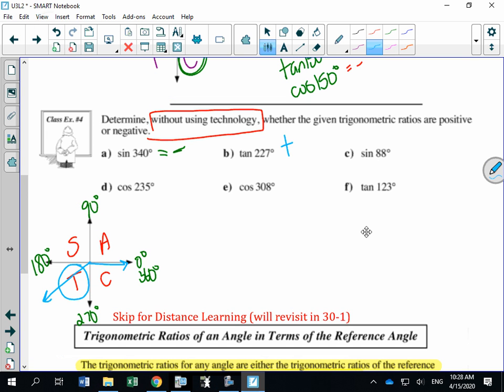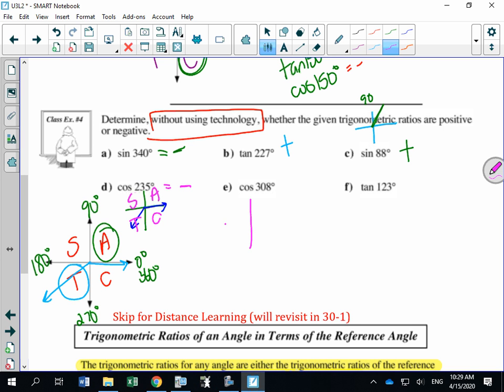Sine of 88 degrees. 88 degrees is less than 90, so you are in quadrant one. And in quadrant one, that's A, all three trig ratios are positive, so sine will be positive. Okay. Cos of 235 degrees will be in the third quadrant. And according to my CAST rule, only tan is positive, so cos will be negative.